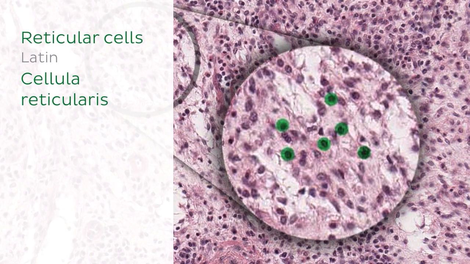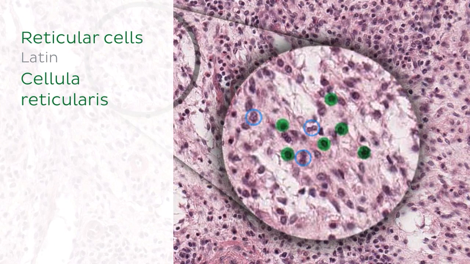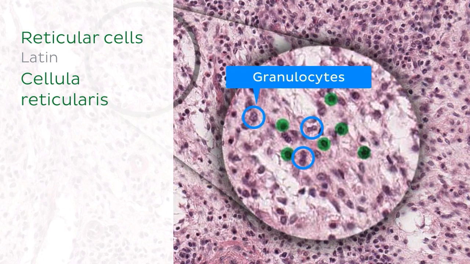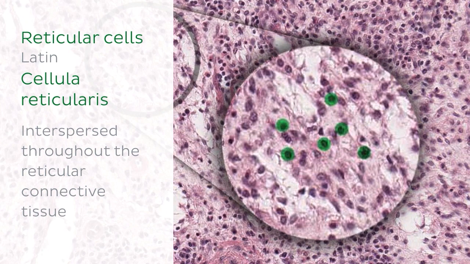The first of these we'll look at are the reticular cells. In the image, we can see the general fibrous appearance of the reticular fibers. The multi-lobed nuclei of granulocytes can also be observed here. Reticular cells, on the other hand, have a single nucleus, and they're similar to fibroblasts in function and are interspersed throughout the reticular connective tissue.